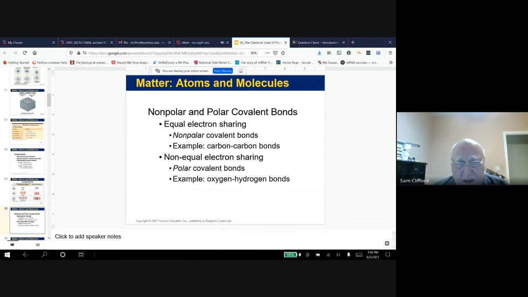If there's equal sharing, it's a nonpolar covalent bond. If there's non-equal sharing, there's a polar covalent bond. Water's a polar molecule. CO2 is neutral. Even though the bonds are polar, the molecule is nonpolar. The fact that molecules have polarity, meaning they have unequal distribution of electrons, that's the basis for life. That different molecules have different characteristics.